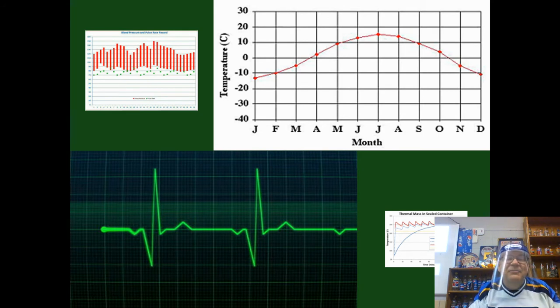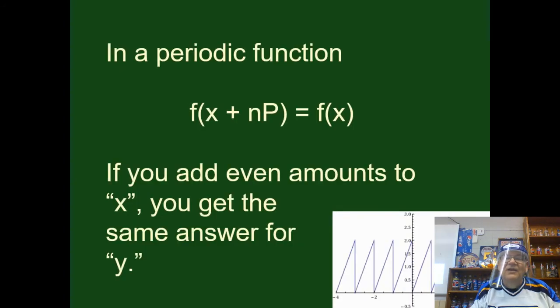And at the top left, I know you can't really read the labels on that, but it's looking at things like blood pressure and pulse rate. Typically, your blood pressure and pulse rate go down at night, they go up during the day. And so again, it's a periodic pattern where it keeps changing in a regular interval.